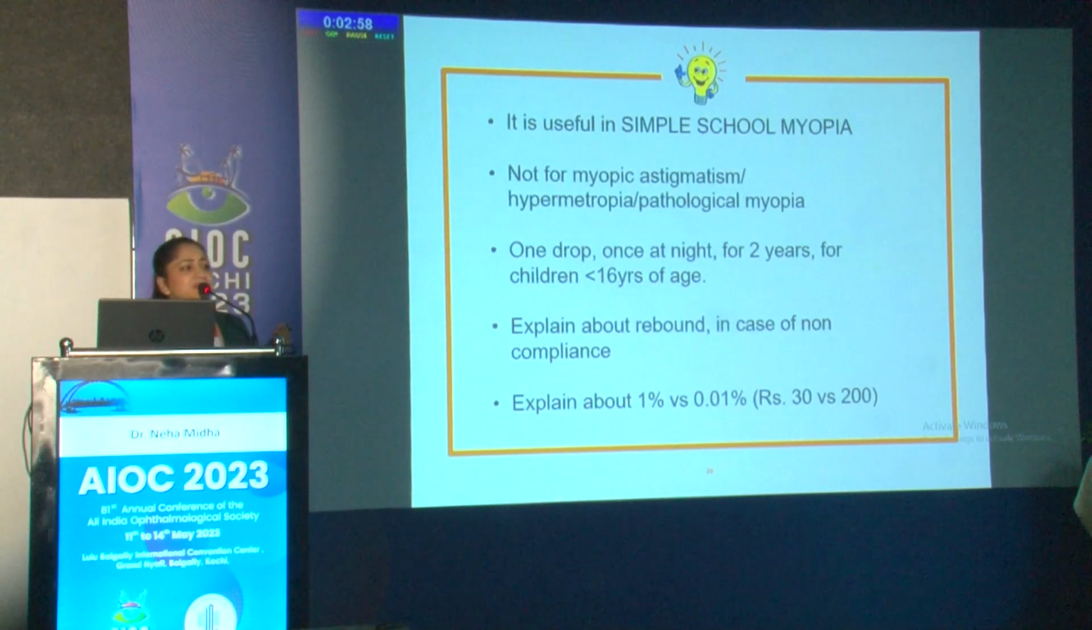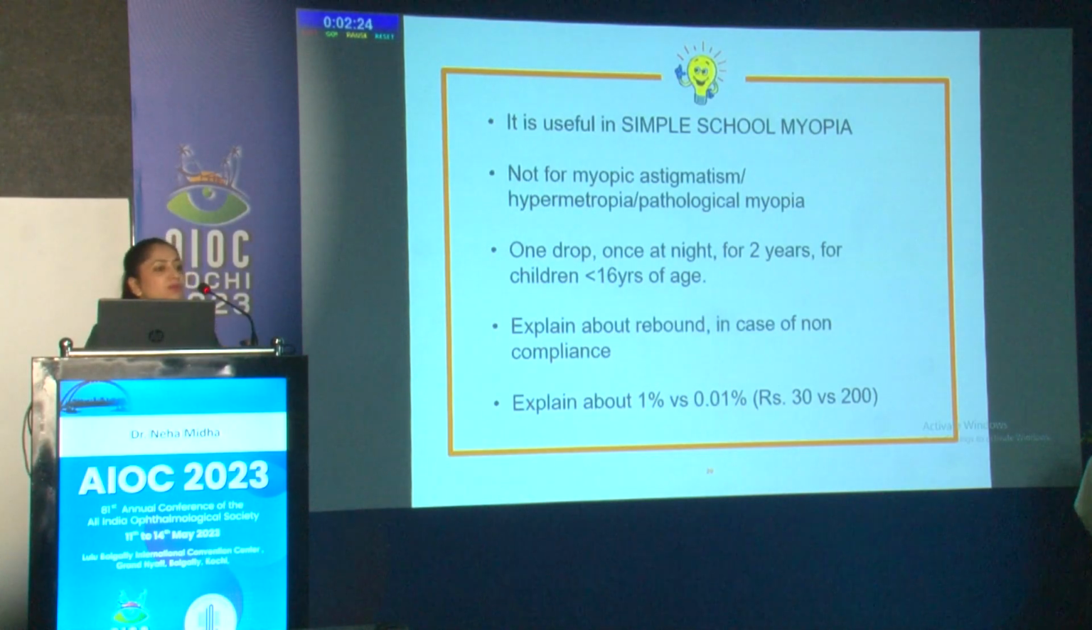The prescribing schedule is 1 drop once at night for 2 years for children less than 16 years of age. You have to hammer it into the head of the parents that if you leave the drop in between, there will be a rebound and the myopia will increase with even further speed. I typically tell them to buy a stock of at least 6 months. There should not be a gap. I tell them, if you can't do good to the child by putting drops, do not do bad to your child by missing the drops or discontinuing the therapy. So explaining about compliance is extremely important.